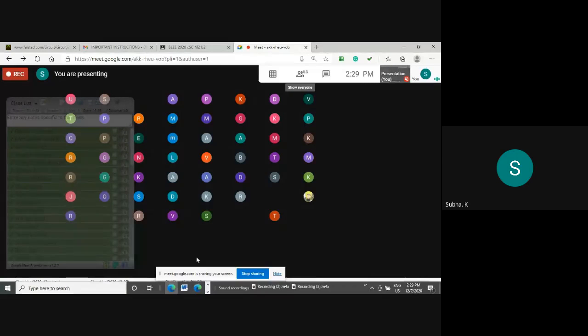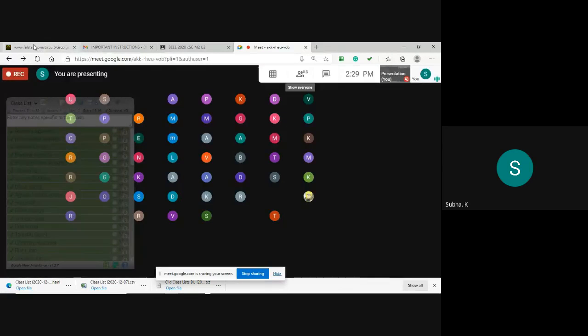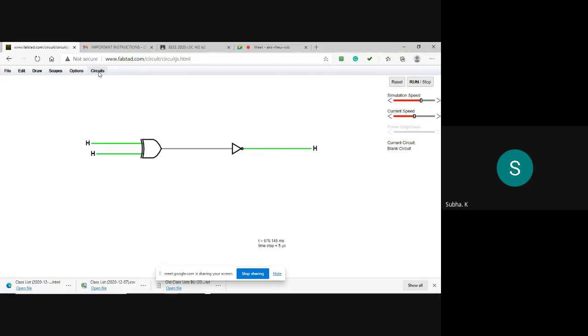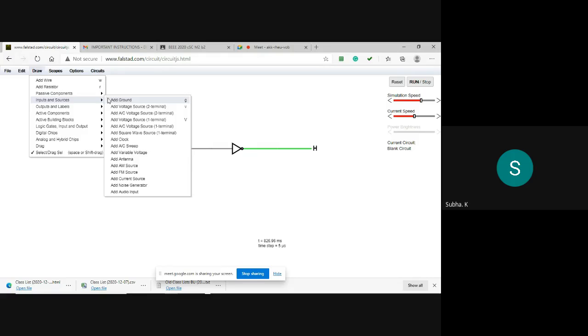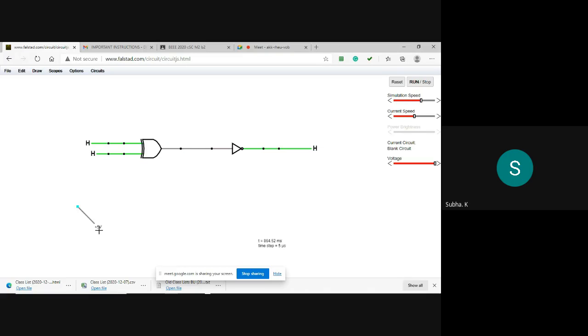See, one more thing I wanted to tell you in this software. Suppose you want to have a variable DC source, like for BJT characteristics and all, you want to vary the input voltage, no? But you are keeping a fixed source and you are inputting data every time. But you can go for a variable voltage source also. There is a variable voltage source there. Add variable voltage. This is my variable voltage that you can connect.